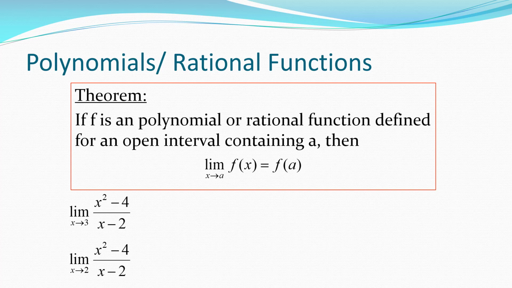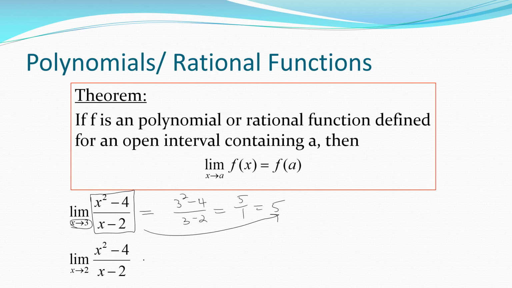So let's try it. In this case here, if I wanted to find this limit, notice that that's a rational function, and 3 is in the domain. So to find the limit, you just plug in the number. That would then be 3 squared minus 4, all over 3 minus 2. And that would be 9 minus 4, which is 5, over 1, that's 5. So the values of this function can be forced to be as close as you like to 5 by just restricting x to be close enough to 3.